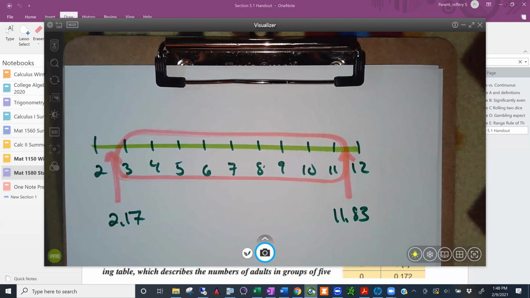Are there any unusual values? Significant values that you can get when you roll 2 dice?